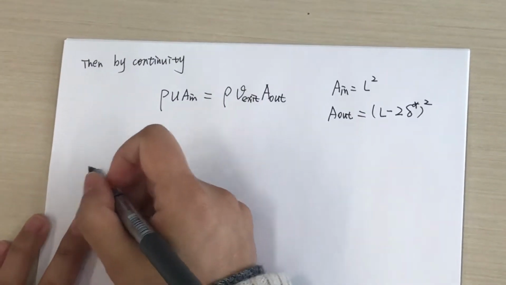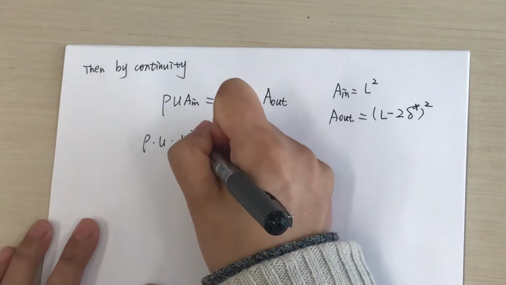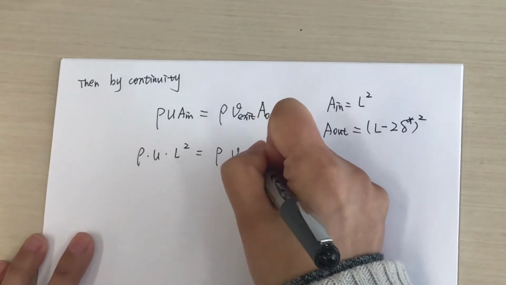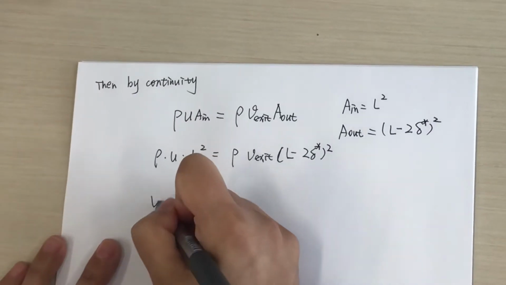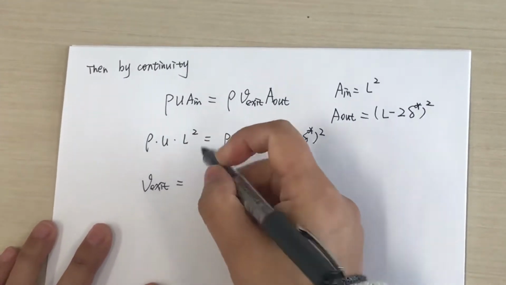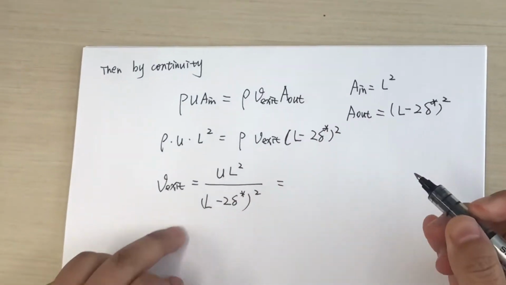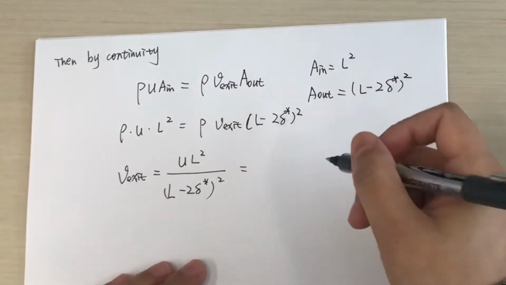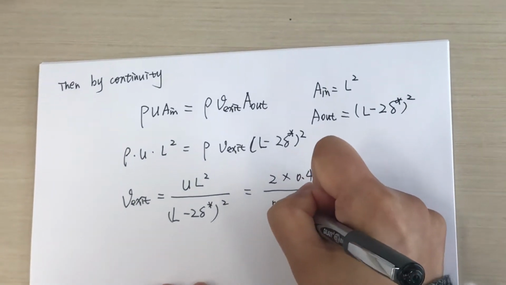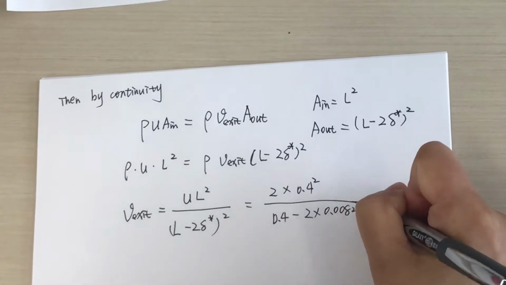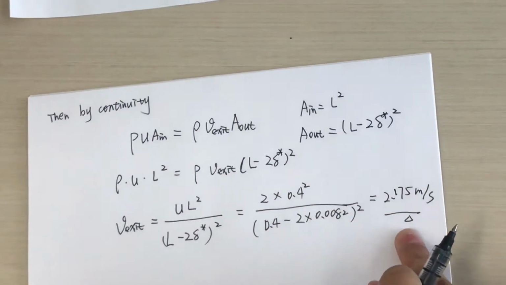So we plug the areas into this equation, and we can get rho u L squared equal to rho u exit times (L minus 2 delta) squared, and then we can get our mean velocity at the outlet. Then we just need to plug the values into this equation. The L should be 0.4. Then we can get the answer. This is the answer for the mean velocity.